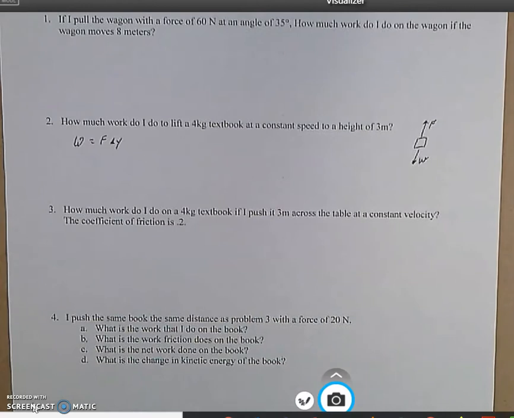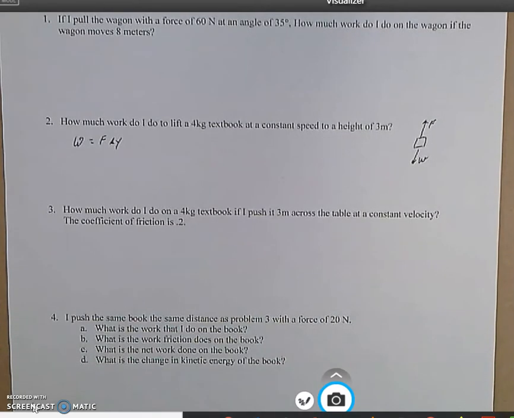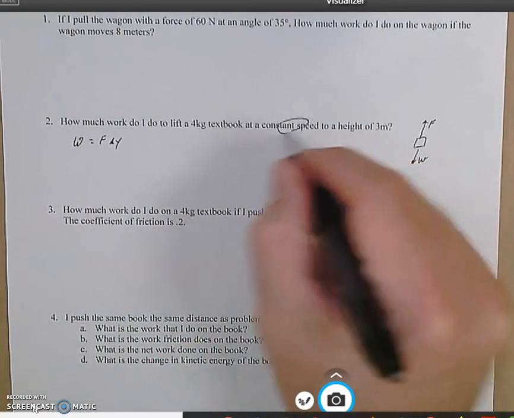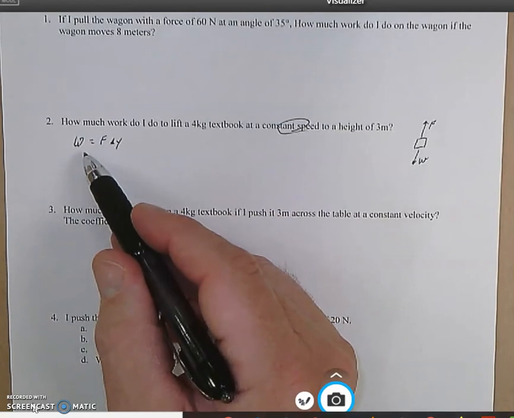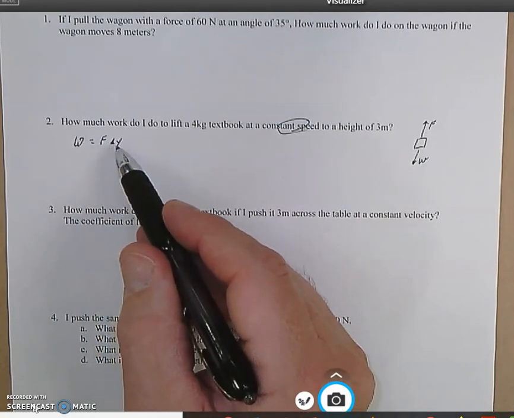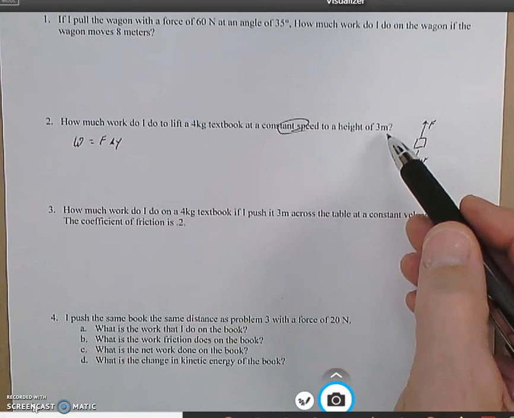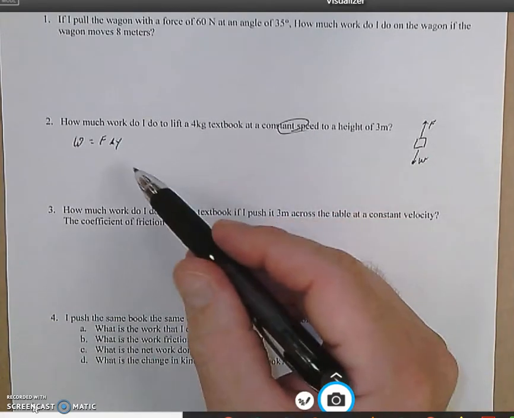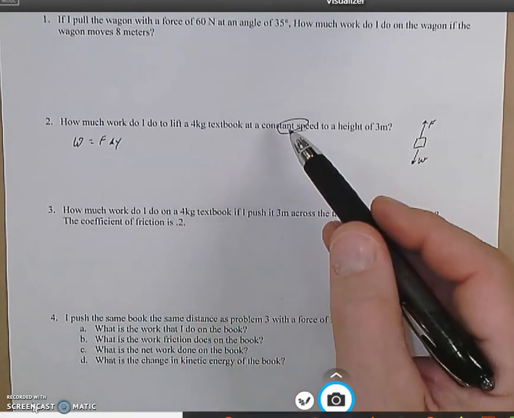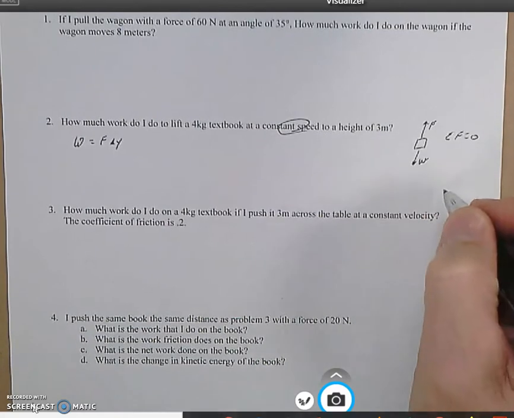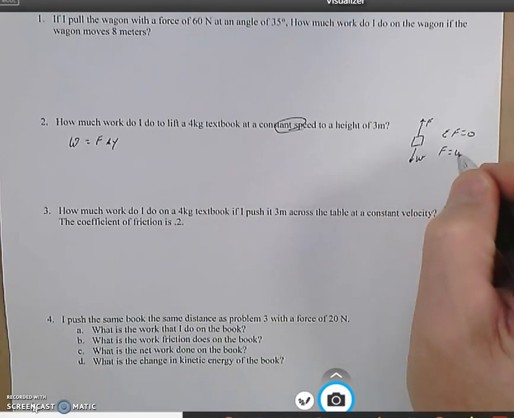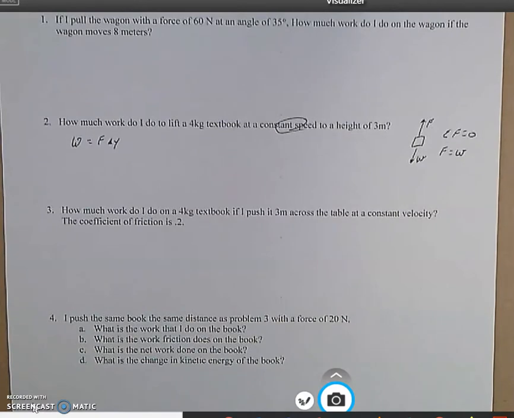So here's this force that I'm exerting upwards on some textbook, and its weight is going down. The key here is that there's a constant speed. So if I want to figure out how much work I did, I need my force times delta y. Well, delta y is 3 meters. There's no reference to how much force I have to exert unless we understand that at a constant speed, the sum of the forces must equal 0, so the force I'm exerting must be equal to the weight of the object.